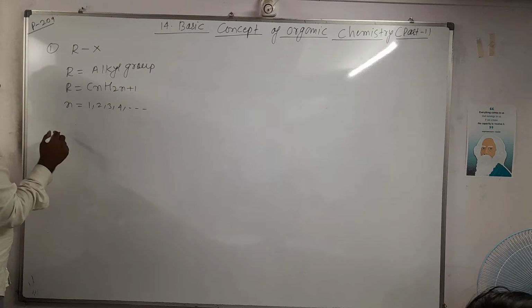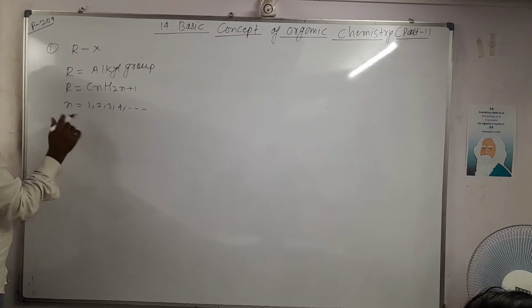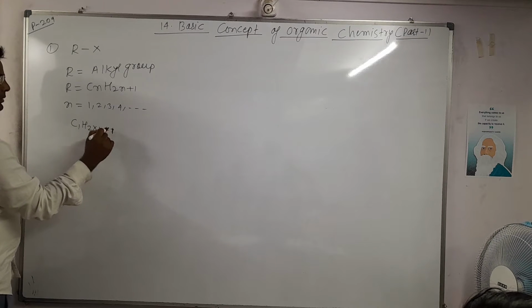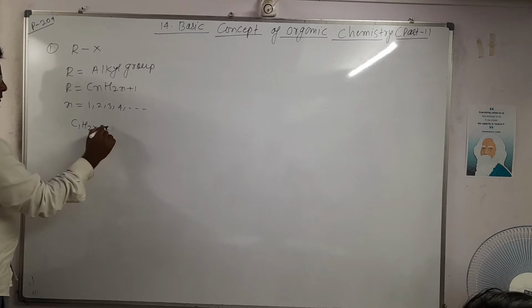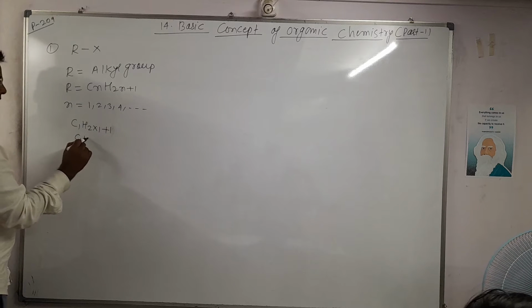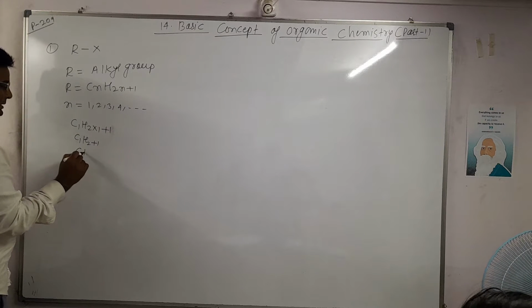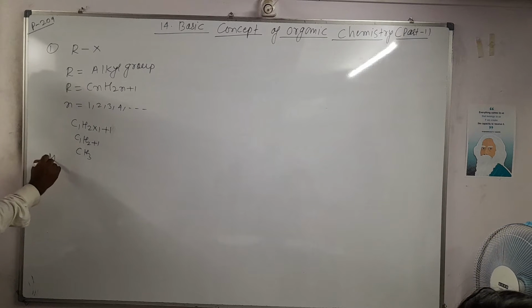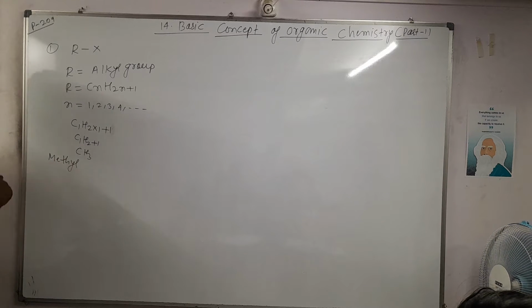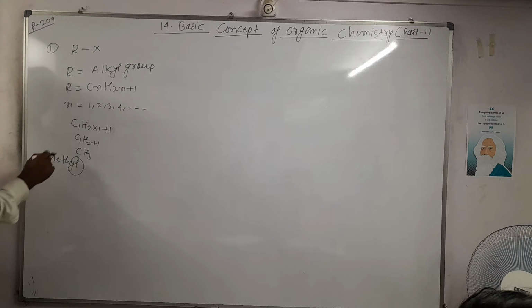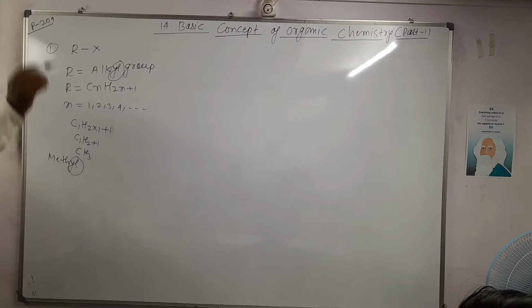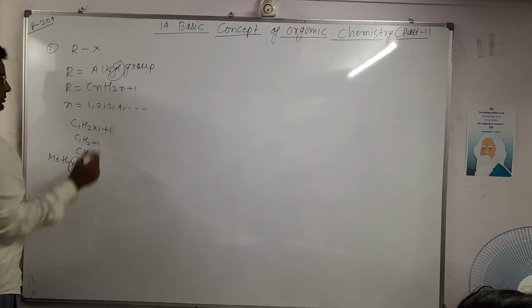ठीक है। अगर मैं 1 वैल्यू यहाँ पे पुट करता हूँ तो क्या मिलेगा? C1H2 into 1 plus 1, बराबर है? Okay. So it will be C1H(2+1). It is CH3, right? So इसका नाम क्या होगा? Methyl. One carbon is called meth, and it comes from the alkyl family. That's why we add YL, right? Methyl group.